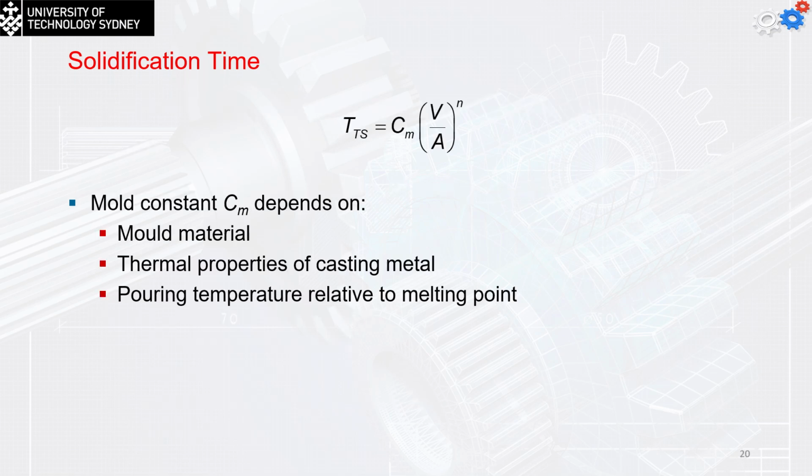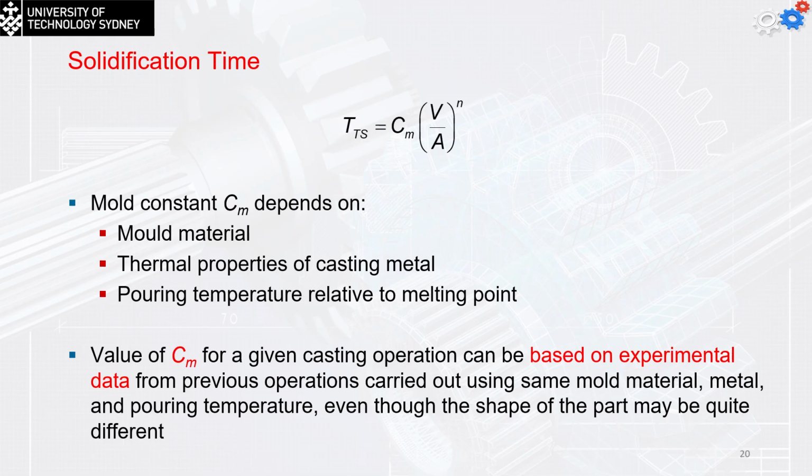So the mold constant Cm will depend on the mold material, the thermal properties of the casting metal, and the pouring temperature relative to the melting point. We had an example in the tutorial using the Chvorinov equation. The value of Cm for a given casting operation can be based on experimental data from previous operations carried out using the same mold material, metal, and pouring temperature, even though the shape of the part may be quite different. So this is the end of part 1.